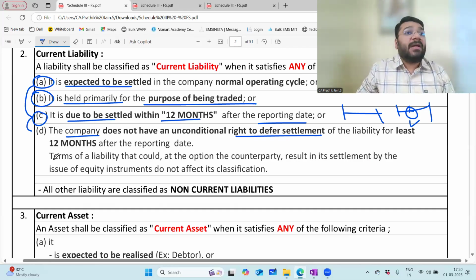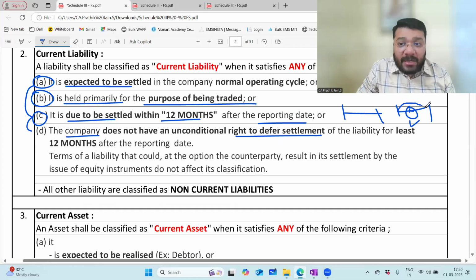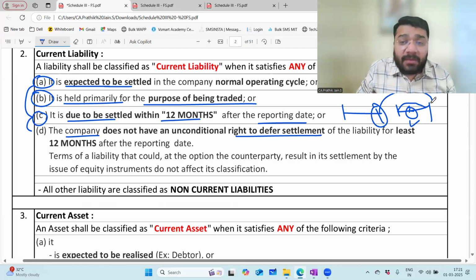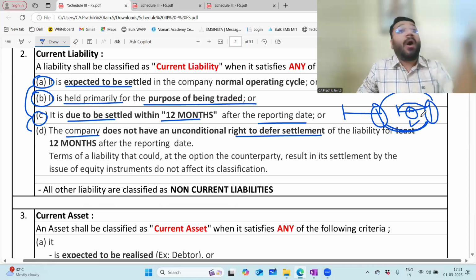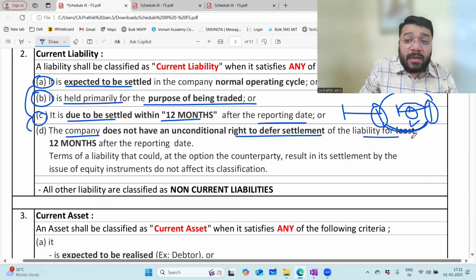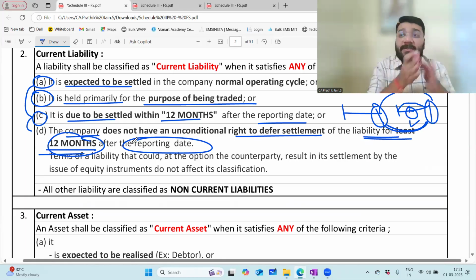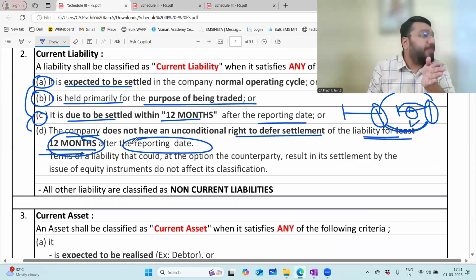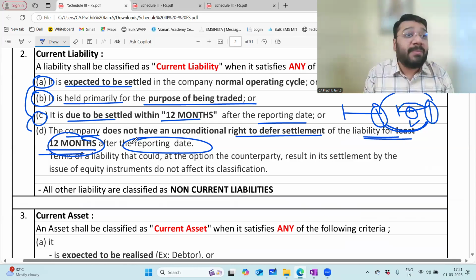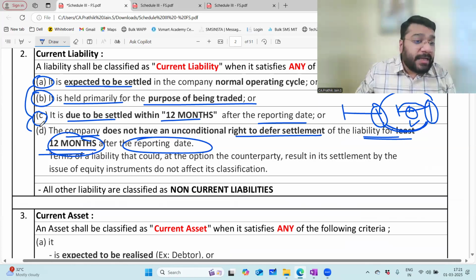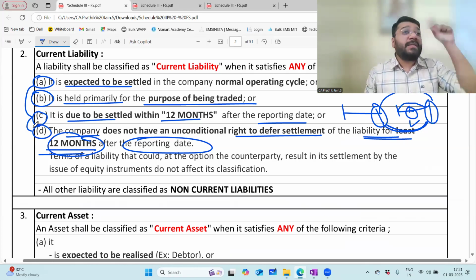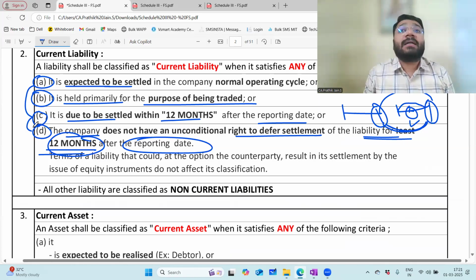Point number D says that you have to make the payment anywhere in between this period. Deferment is allowed, but the deferment could not be more than 12 months of the balance sheet date, which means you can do the deferment from this period to this period, not beyond 12 months of the balance sheet date. 12 months of the reporting date. From there, the deferment cannot be done. Within that period of 12 months from the reporting date, you can do the deferment. But beyond that, you cannot do the deferment. There is no right to defer. This is point number D, which says that if that is the scenario, then that liability becomes your current liability.